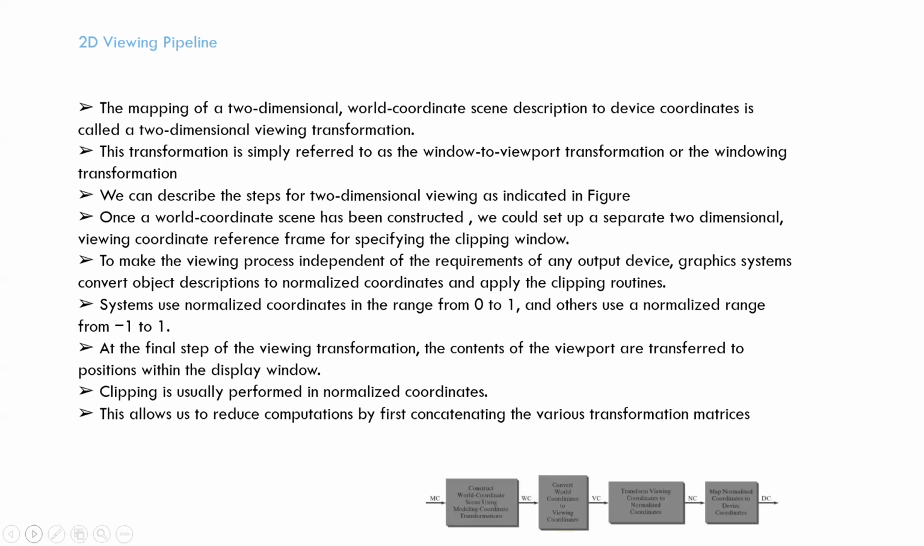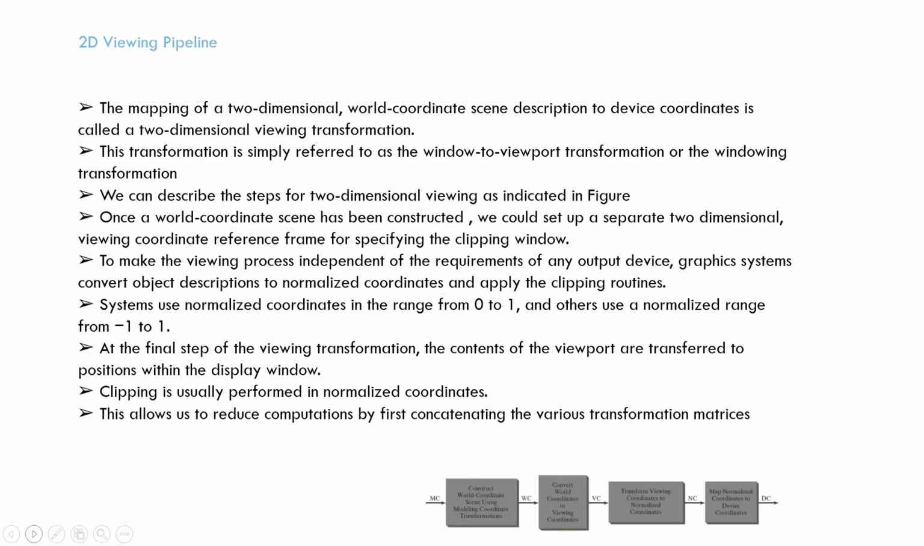Some systems use normalized coordinates in the range from 0 to 1, and others use a normalized range from -1 to 1. At the final step of these viewing transformations, the contents of the viewport will be transferred to positions within the display window. Clipping is usually performed in normalized coordinates. This allows us to reduce computations by first concatenating the various transformation matrices.